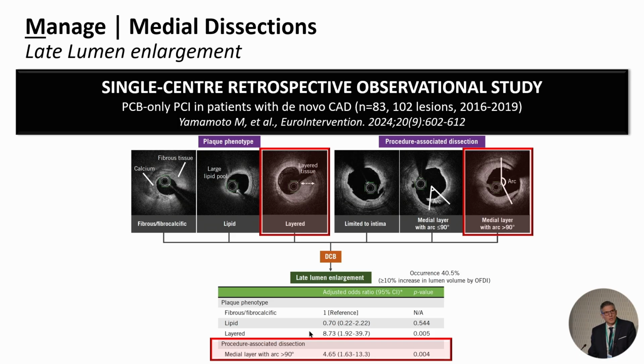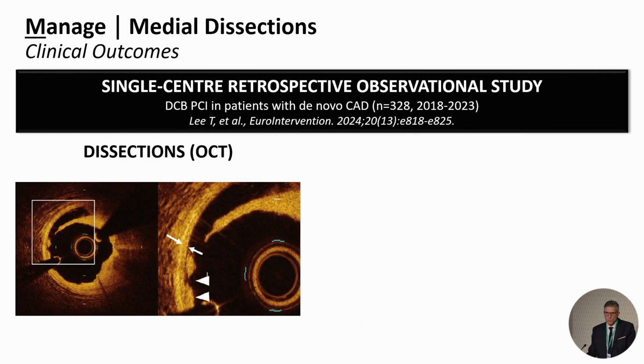But what is probably emerging over the last year is that coronary artery dissections are not always bad. Probably medial dissections are shown here in a nice study, only 83 patients, when associated with an arc of more than 90%, are independent predictors of late lumen enlargement. So this is probably part of the benefits of drug-coated balloon in achieving this kind of dissection that should be left untreated to facilitate transfer of the drug to the vessel wall.